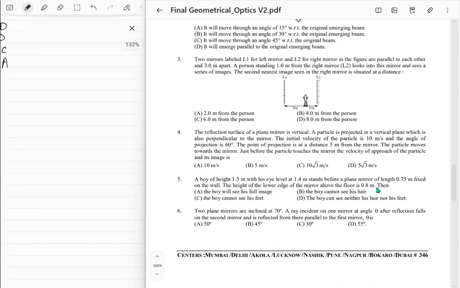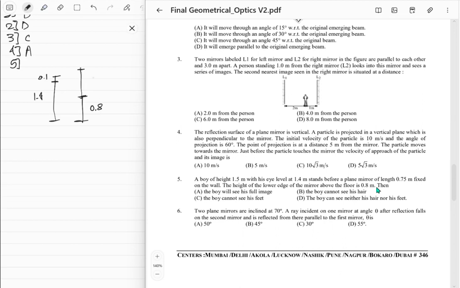I should draw this first of all. So this guy is 1.5 meters. This is 1.4, where the eye level is. You've got a mirror of length 0.75. The height of the lower edge of the mirror is 0.8. So like this, and then 0.75. So that's more than 0.6, so it's going to be somewhere. Oh, it's even more than 0.7. So here, somewhere like that.